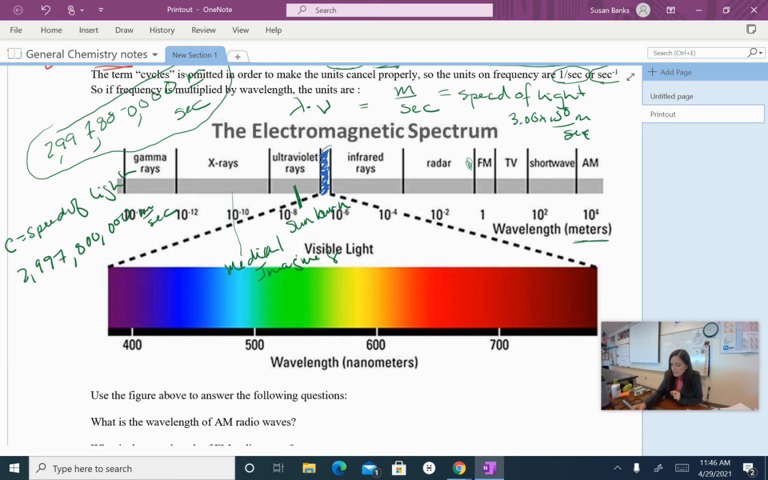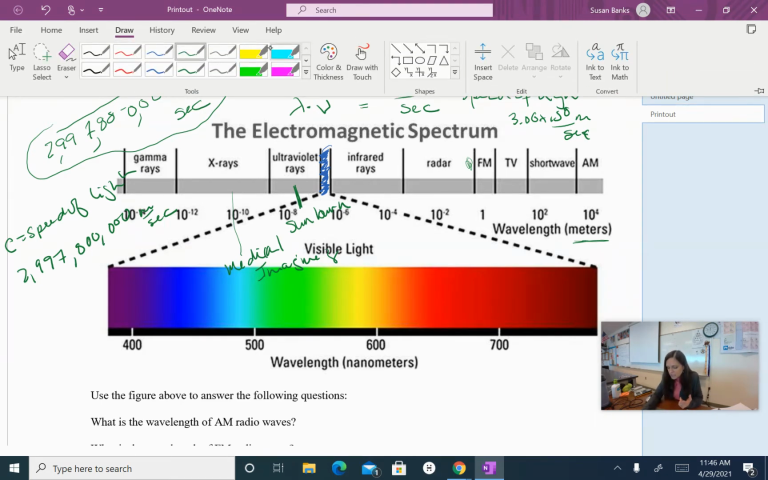Now, the thing that is really interesting is a lot of people think that all of this is damaging because it's called the electromagnetic radiation spectrum. And that word radiation kind of freaks people out. Now, not all radiation is bad. Think about this. If we didn't have the sun, would anything on the earth work? No, we need the sun. We need this. But some of this radiation can be damaging.